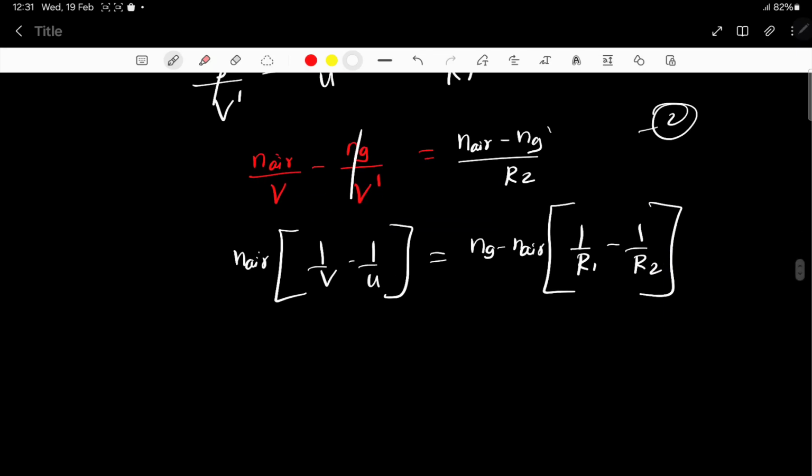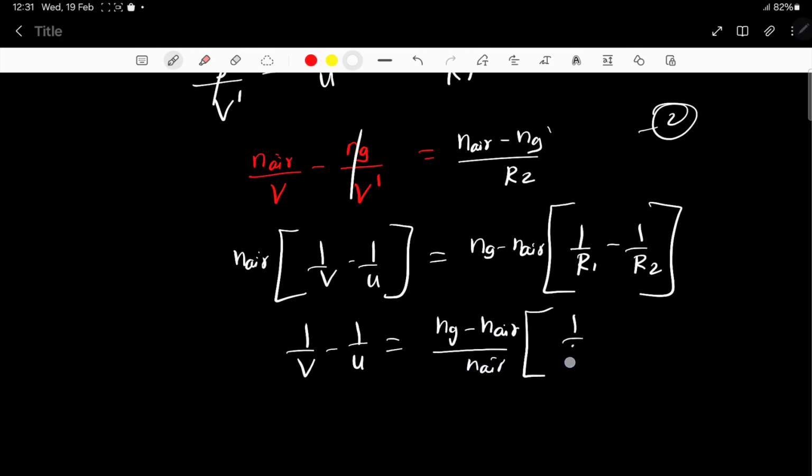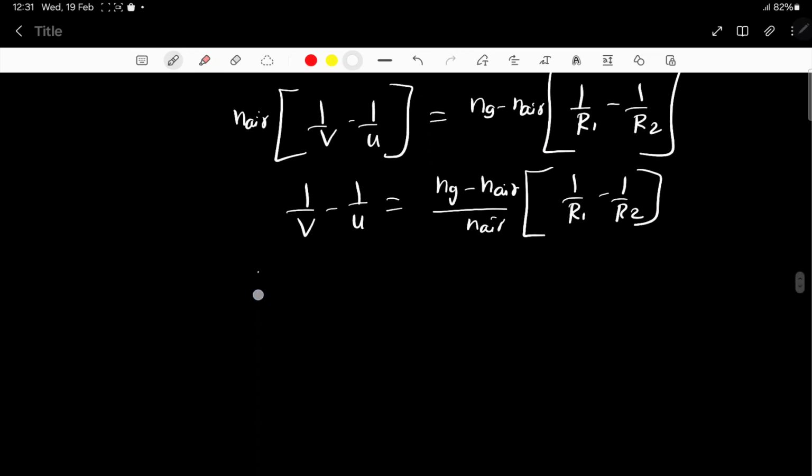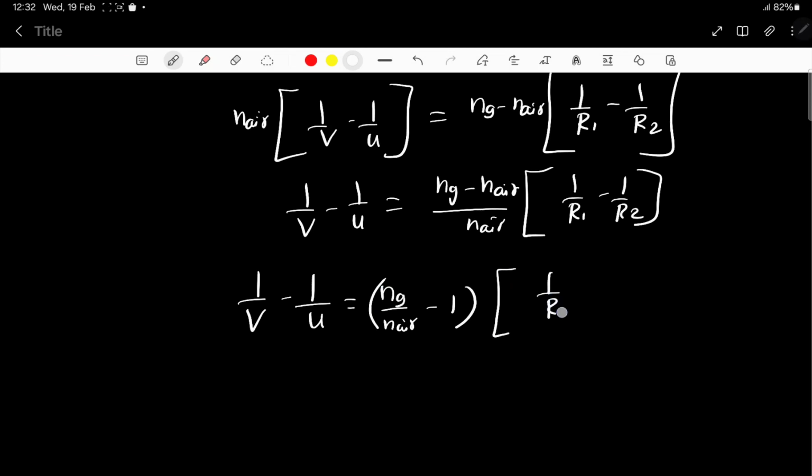So I got a result like this. Now I can simplify this even more. I can bring this nr to the side, so I will be having ng minus nr by nr into 1 by r1 minus 1 by r2. On simplifying this, I will be having 1 by v minus 1 by u equal to ng by nr minus 1 into 1 by r1 minus 1 by r2.